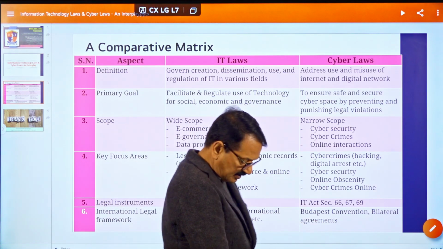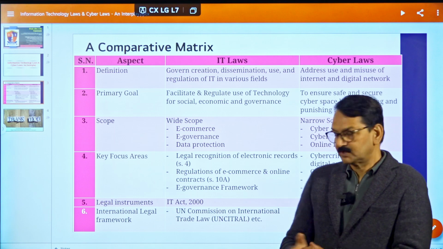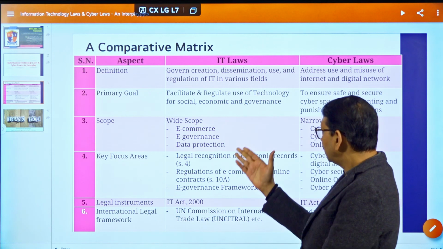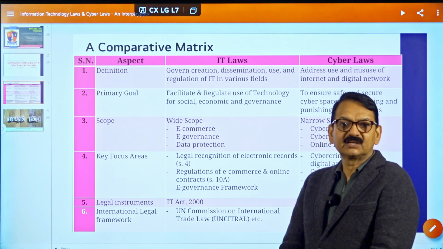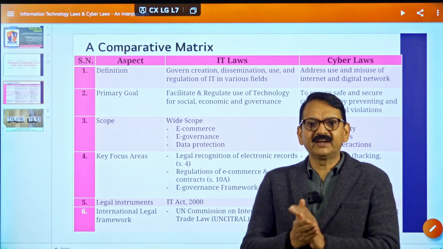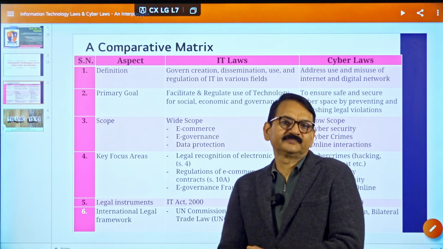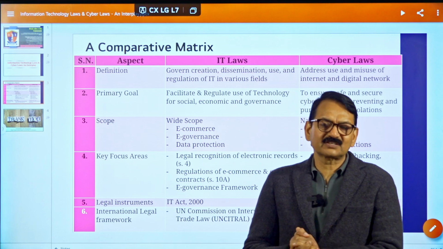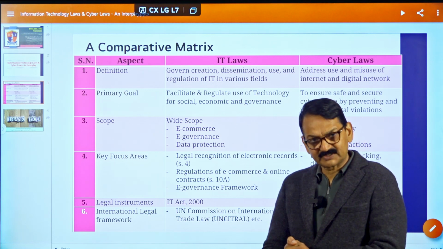As you know, most of the time I prefer to give you a sketch, a brief description, a comparative matrix. So here is the comparative matrix for IT laws and cyber laws. Before entering into the definition, let me clarify first that information technology is a very wide term. In set theory, IT laws is a bigger set and cyber laws is a subset of IT law, meaning that all cyber laws are part and parcel of IT laws, but all IT laws are not cyber laws. I hope this makes sense and it is clear.